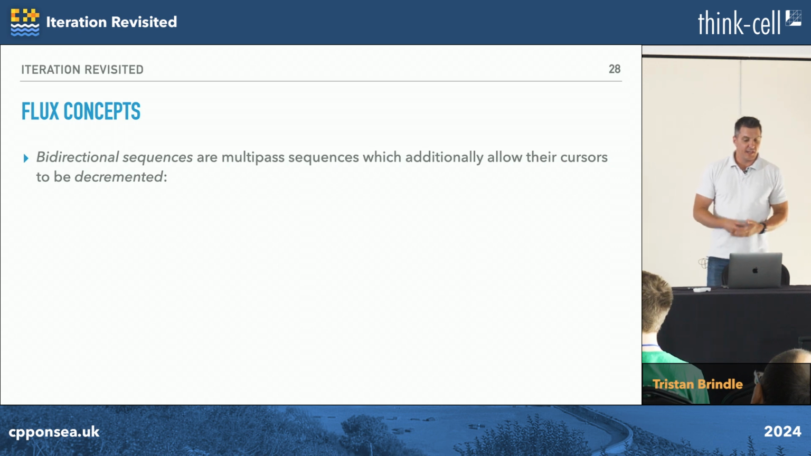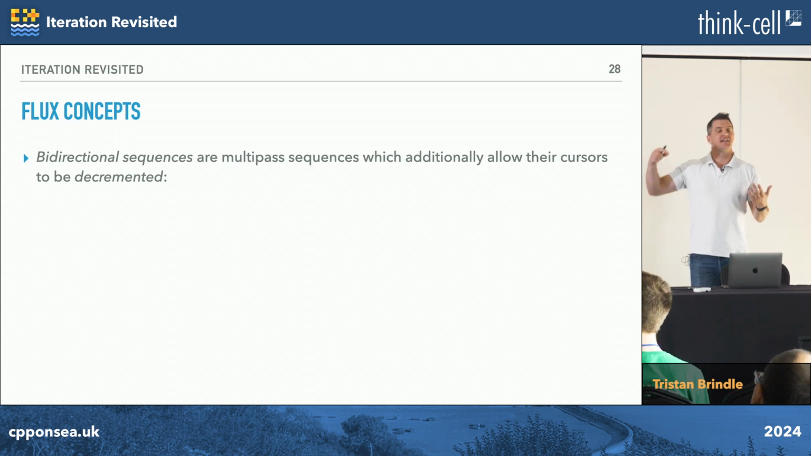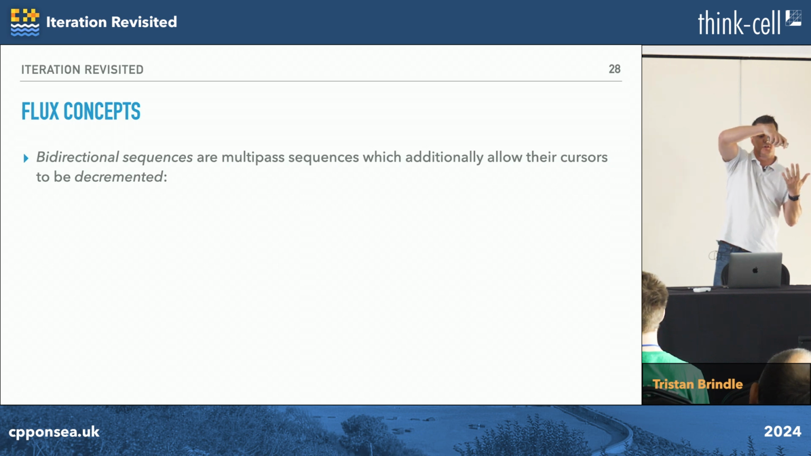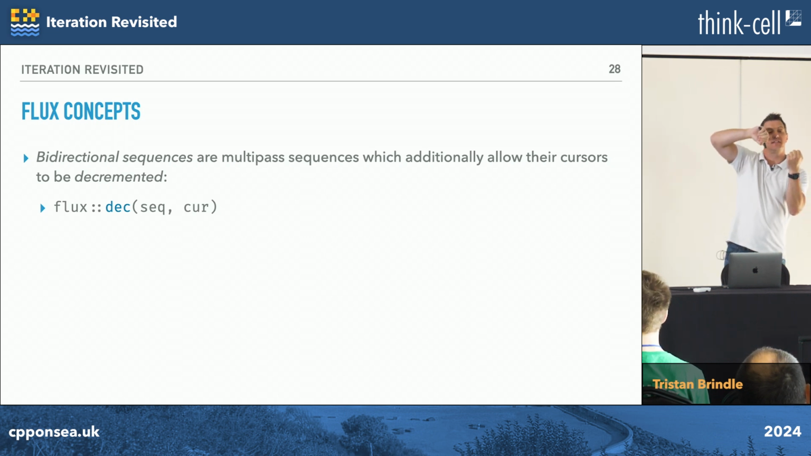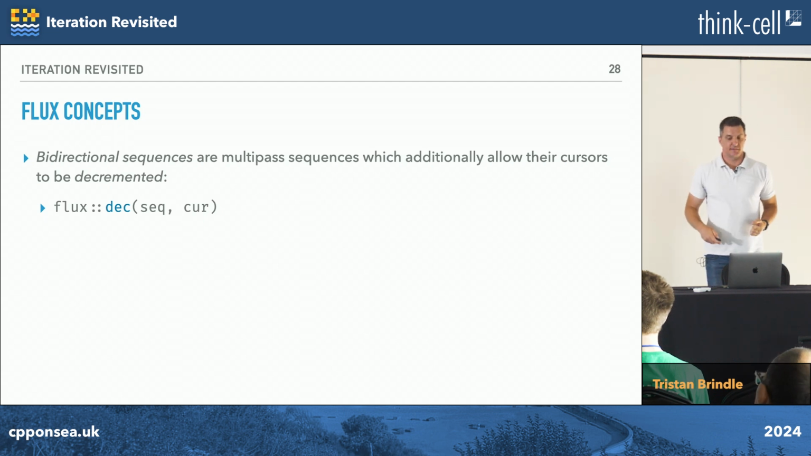So we can go further, we can have bidirectional sequences. So these are multi-pass sequences that additionally allow us to decrement cursors, right? So these have an extra function, the counterpart to inc is dec, and this, again, takes the cursor by reference and decrements it in place. So these are like bidirectional ranges.